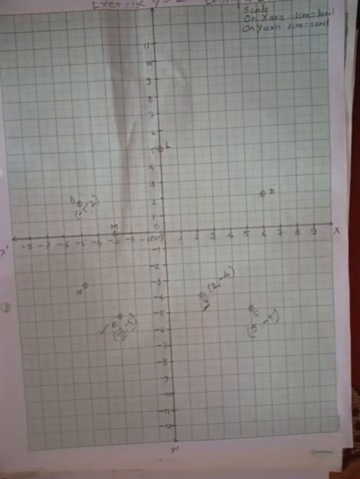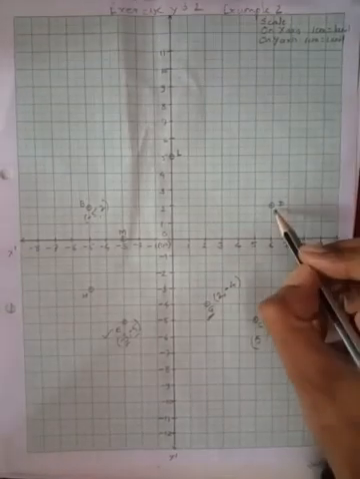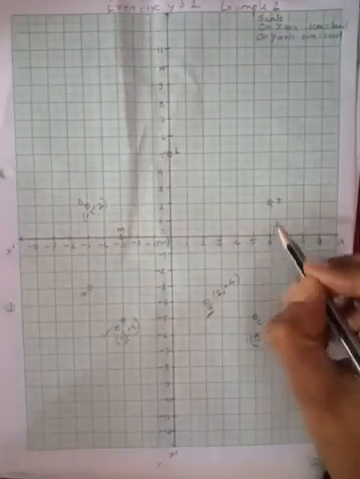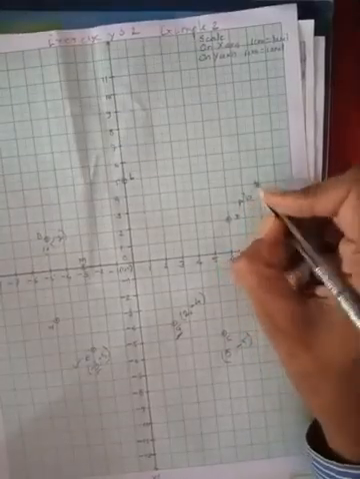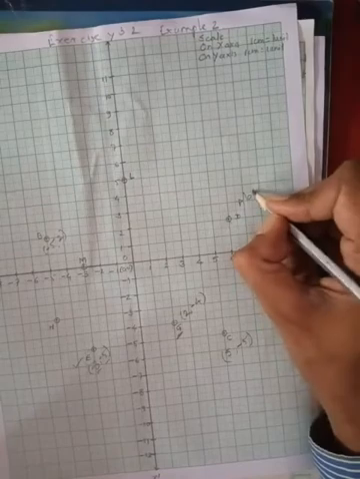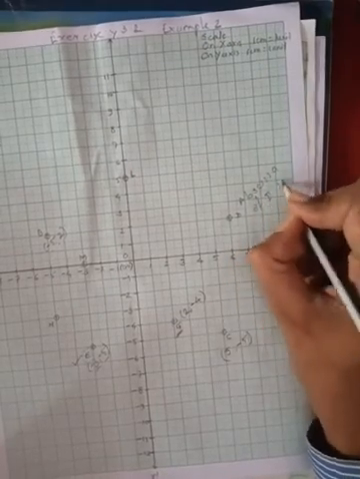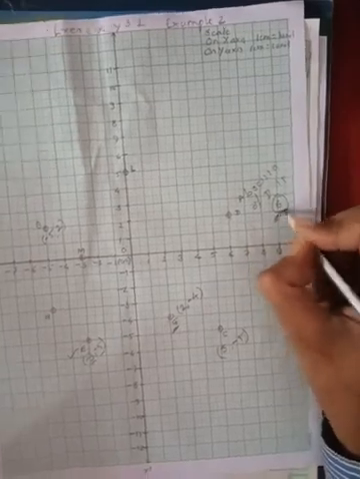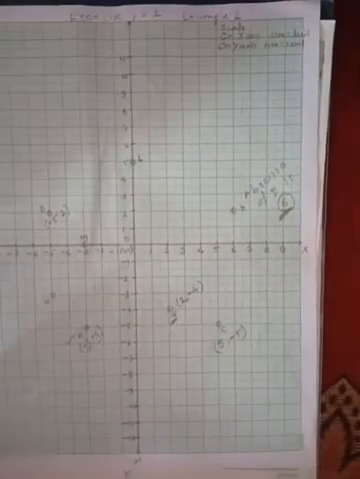Then fifth question is the abscissa of point D. Here abscissa means only x coordinate. X coordinate of point D is 6. So abscissa of point D is only 6. Please note here 6 is the x coordinate. Abscissa and x coordinate mean one and the same.